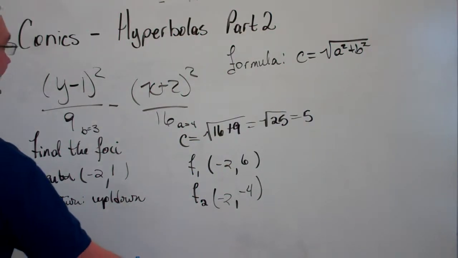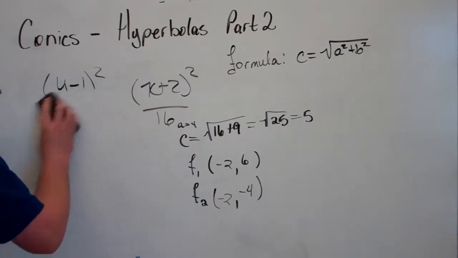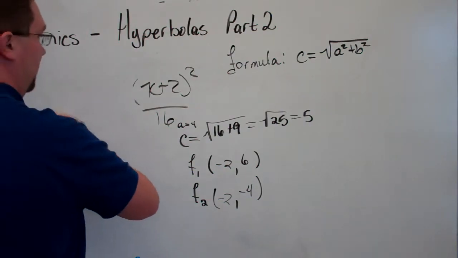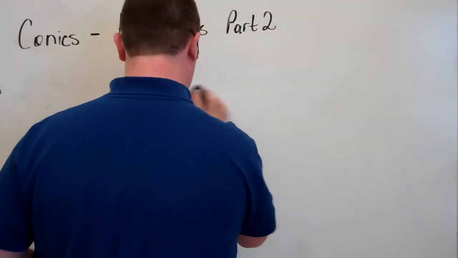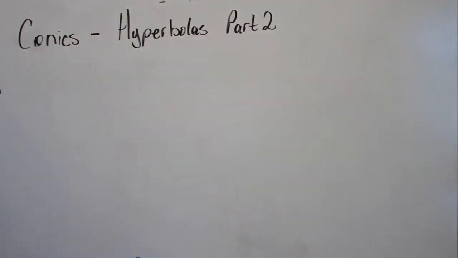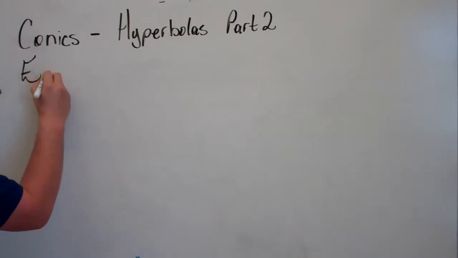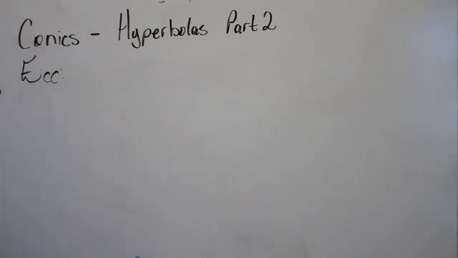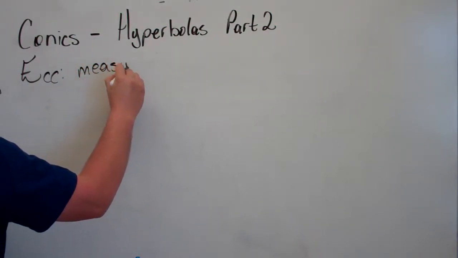Now let's talk about the eccentricity of a hyperbola. They have an eccentricity just like an ellipse does. Alright, so eccentricity, I'm going to label it ECC because you should already have it in your notes and you know how to spell it. It's the measure of how squished the hyperbola is, just like the ellipse.